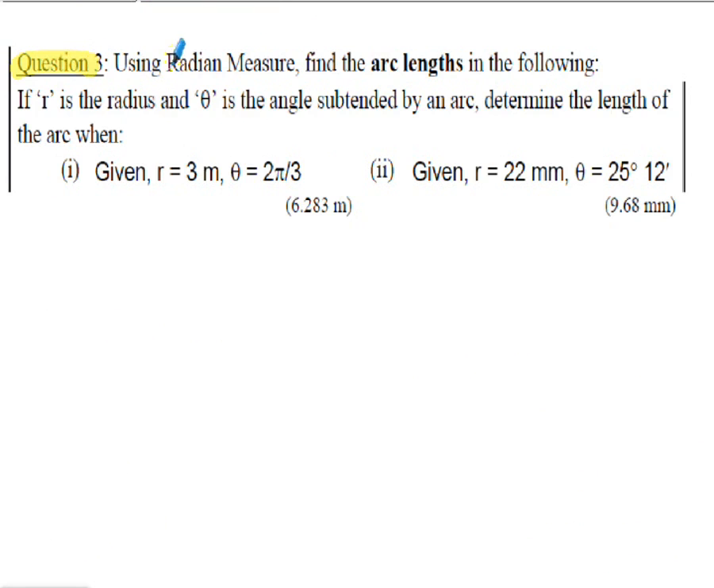Question 3, we're asked to use radian measure to find again the arc length s in the following questions. In question 1, we're given the radius of 3 meters and the angle subtended of 2 pi divided by 3. And in part 2, we're given the radius of 22 millimeters and the angle subtended is in terms of degrees and minutes. Answers are shown in the brackets below each of the questions. I would encourage you to stop the presentation for a moment and attempt question 3 parts 1 and 2. The full worked solutions are shown on the following slide.